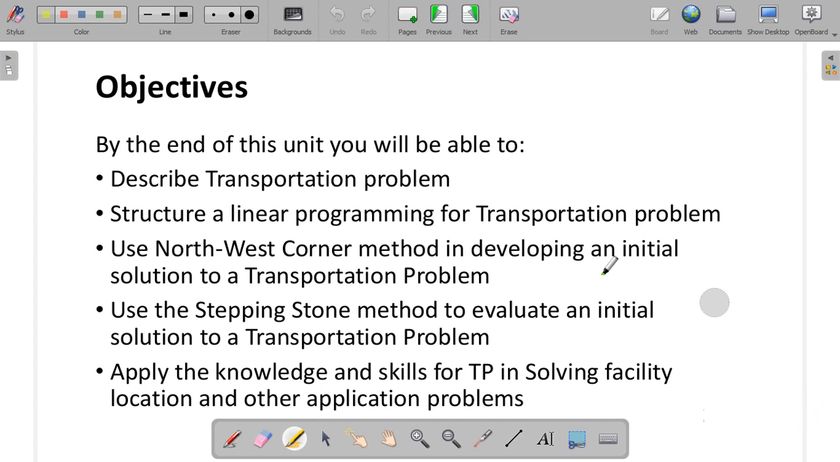So the objectives here, you should be able to describe transportation problems, structure linear programming for transportation problems, use the Northwest corner method in developing an initial solution to a transportation problem, and also use the stepping stone method to evaluate an initial solution to a transportation problem. And lastly, you should be in a position to apply the knowledge and skills in solving facility location and other application problems. Let's continue.